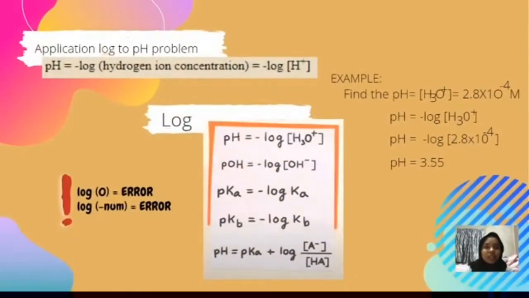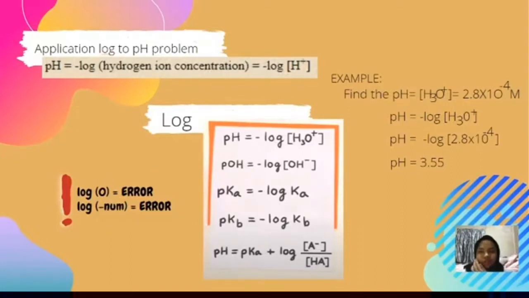Then we have the application of log to pH problems, where pH equals negative log of the hydrogen ion concentration, equal to negative log H plus. So this is the basic calculation formula of log: pH equals negative log H3O plus, pOH equals negative log OH minus, pKa equals negative log Ka, pKb equals negative log Kb. As a reminder, log 0 equals error, and log of a negative number also equals error.